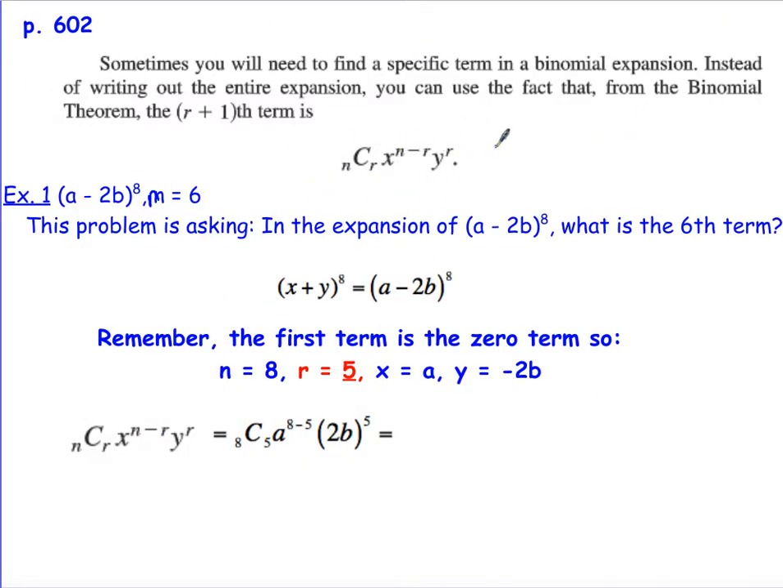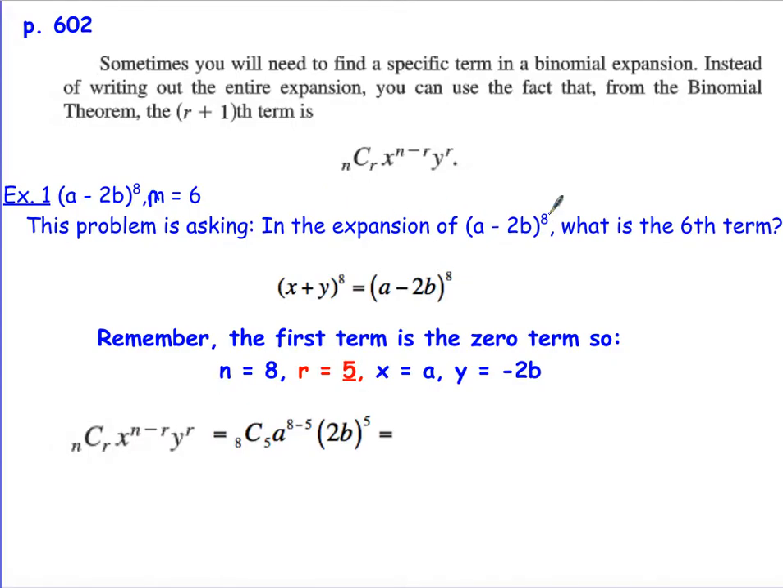So let's say we only wanted a specific term when we were expanding out a binomial. In this problem right here, we're going to expand a minus 2b raised to the 8th power. That means it needs to be multiplied out 8 times, and we want the 6th term. That's what this is asking for. Now you could go through and do all that multiplying, but first of all, it'll take you a long time, and second of all, chances are you'll make a mistake. So this formula here is going to help us.